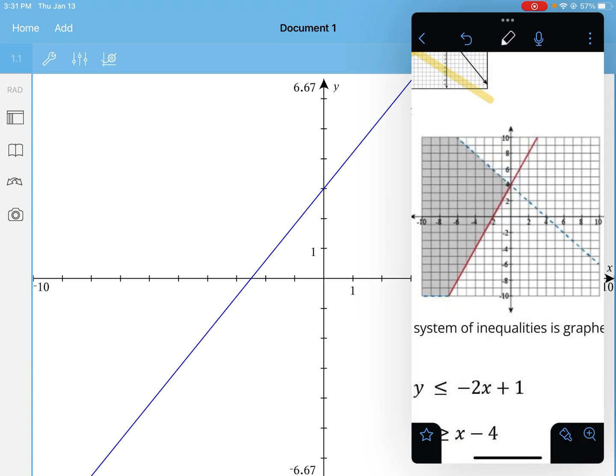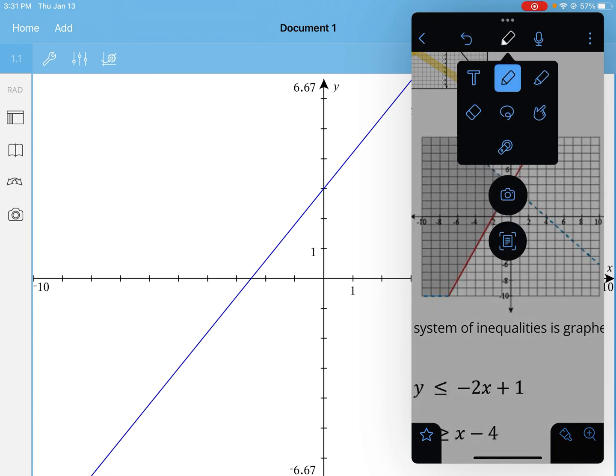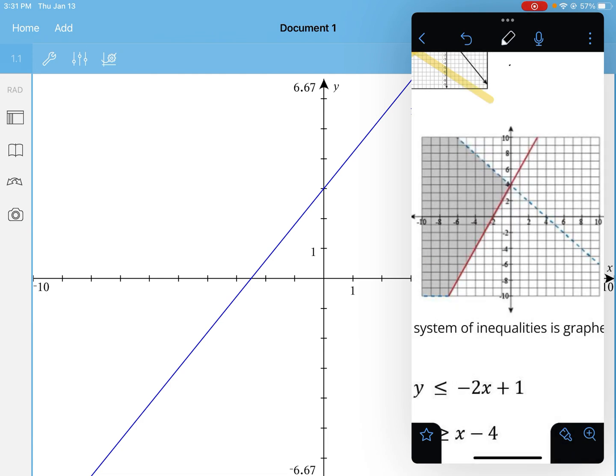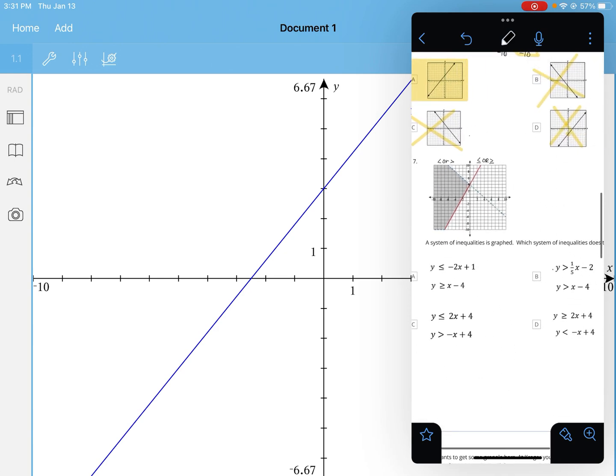We know, based on the dotted line in blue, that dotted lines go with inequality signs with no lines underneath. We know solid lines go with inequality signs that have a line underneath. So our signs need to be different. Looking at my answer choices, answer choice A uses the same inequality signs, so I can eliminate it. And answer choice B also uses the same types of inequality signs, so I can eliminate that one.